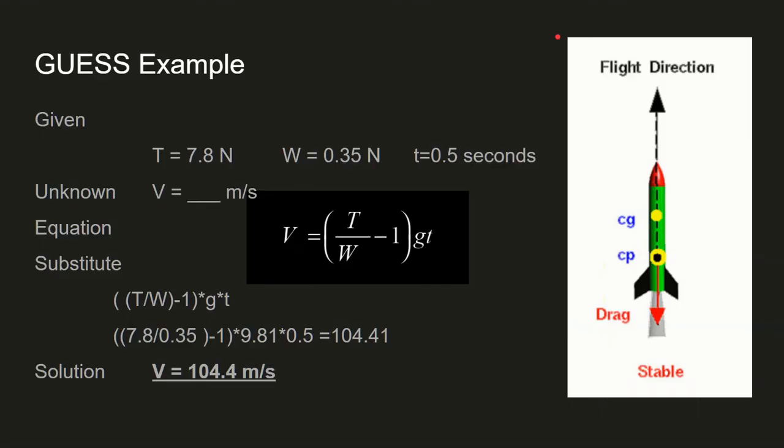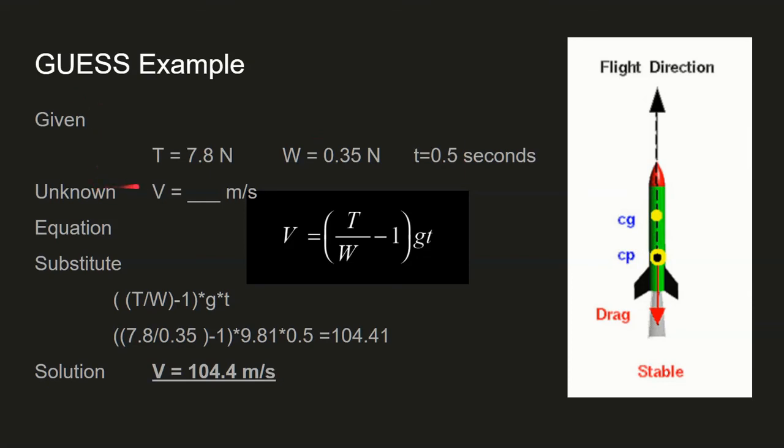Let's go through an example problem. Let's say that you have this rocket that you've built, and you're going to put an engine in it that can produce 7.8 newtons of thrust. And the rocket weighs 0.35 newtons. That's roughly 35 grams, then we convert that into newtons. Anyway, I just rounded that up. So 0.35 newtons is the weight of our rocket plus its engine. And then the burn time for this engine is half a second. This is a pretty small engine.